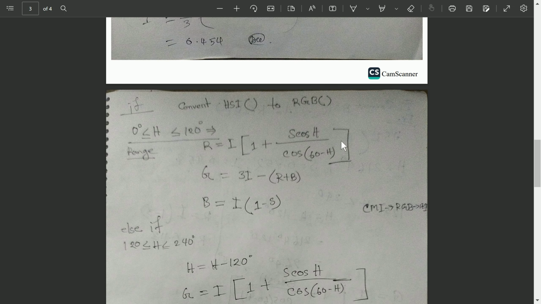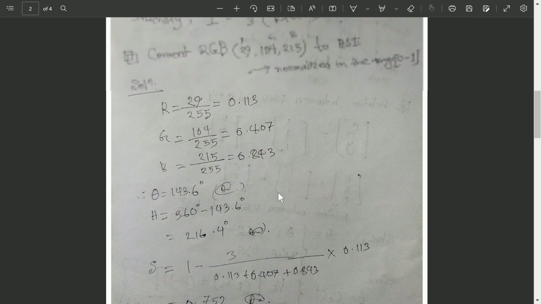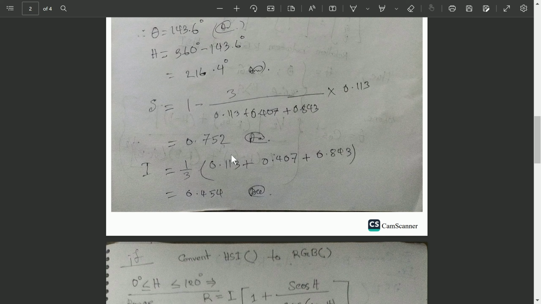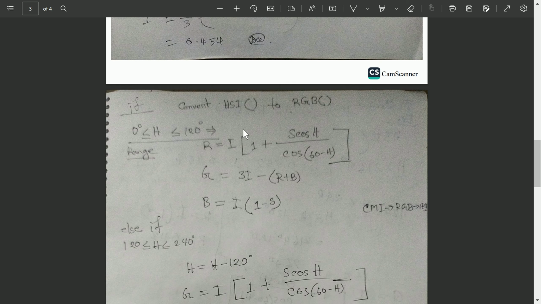So now we will discuss another conversion, and this conversion is HSI to RGB. In the previous example we saw that we convert RGB to HSI, and now we are doing the same thing, but in the reverse way. So now we are converting HSI to RGB.